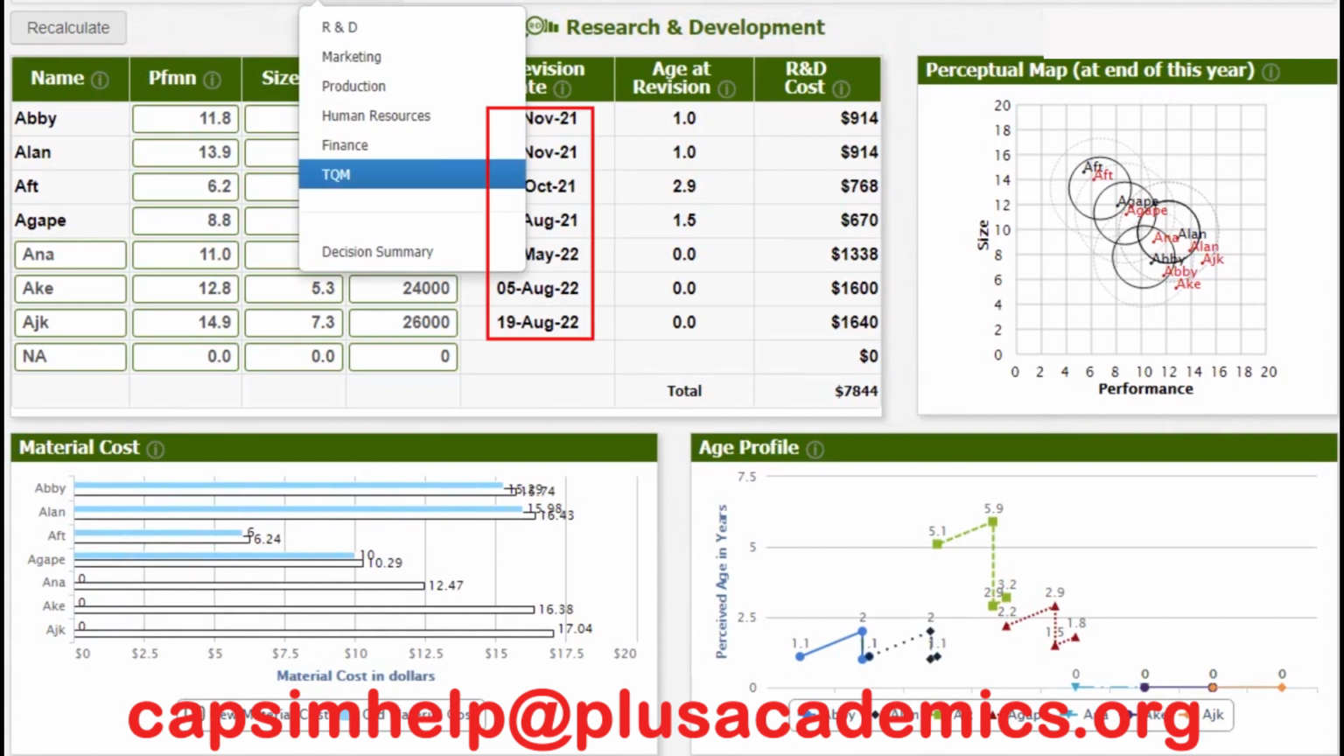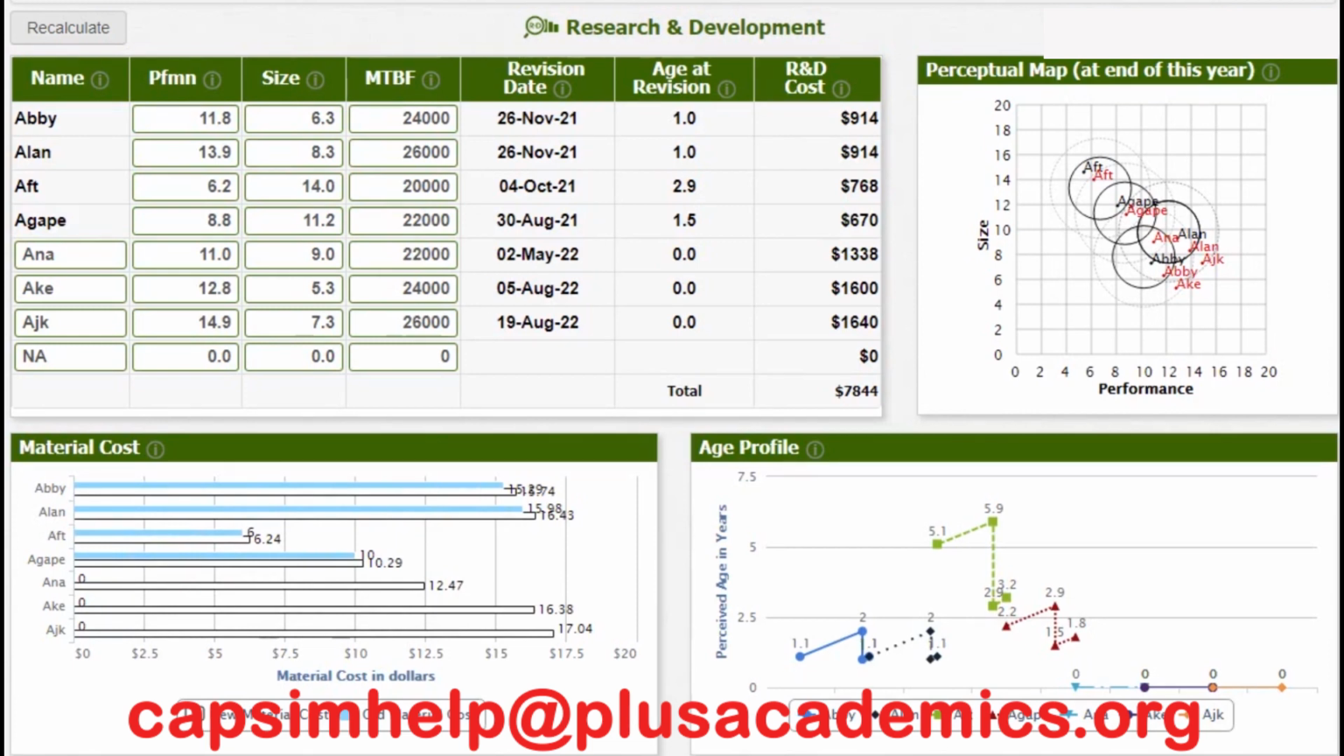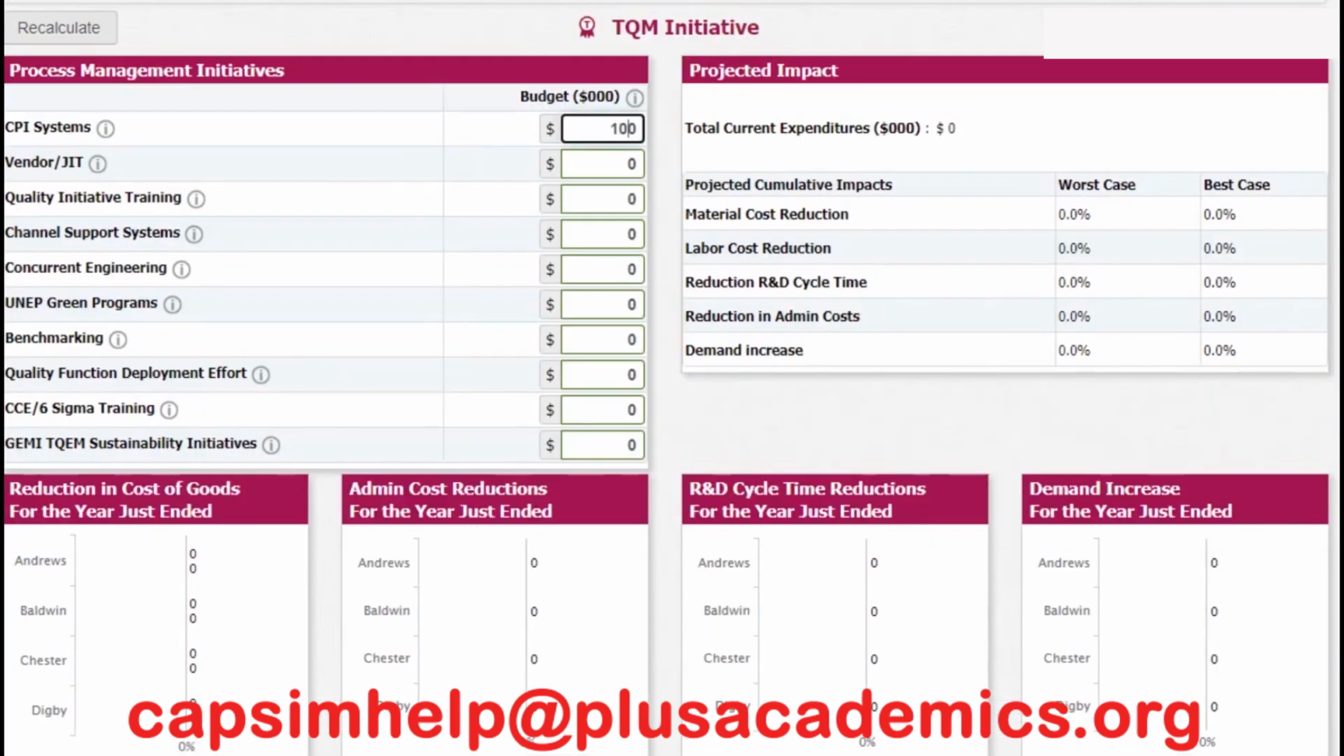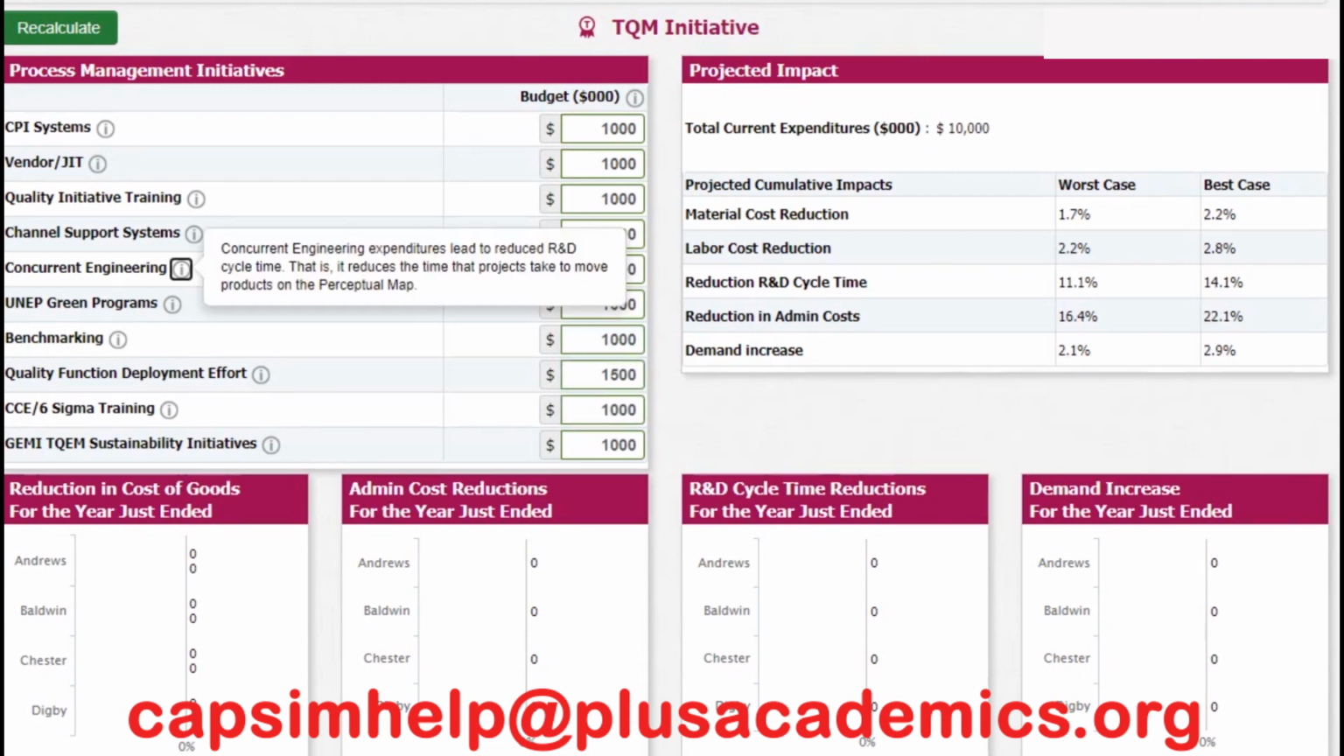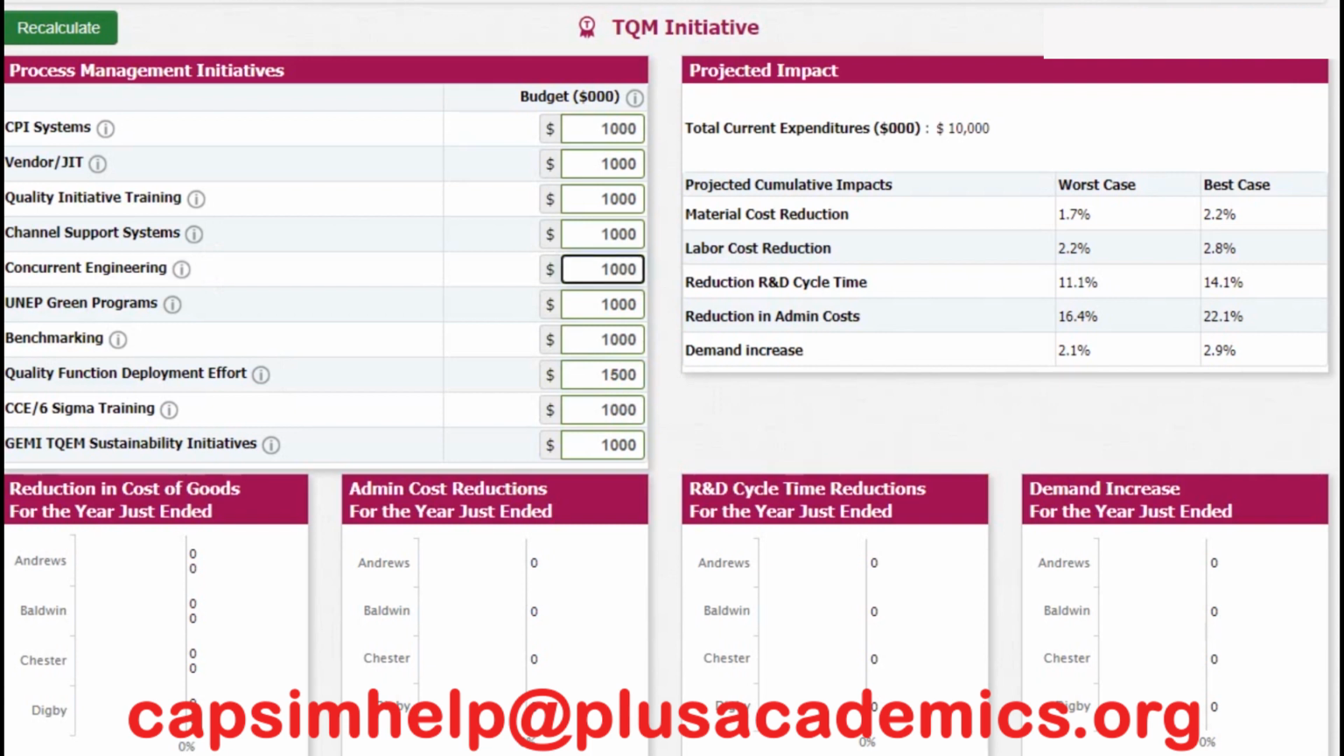So to improve our decision, we are going to do TQM, which we spend like $1,000 per each strategy. For strategies that influence research and development and admin cost reduction, we spent 1,500 because doing so will make our product come out a little earlier. Also, it will reduce admin cost with a larger percentage, meaning that we'll be able to increase our profitability.